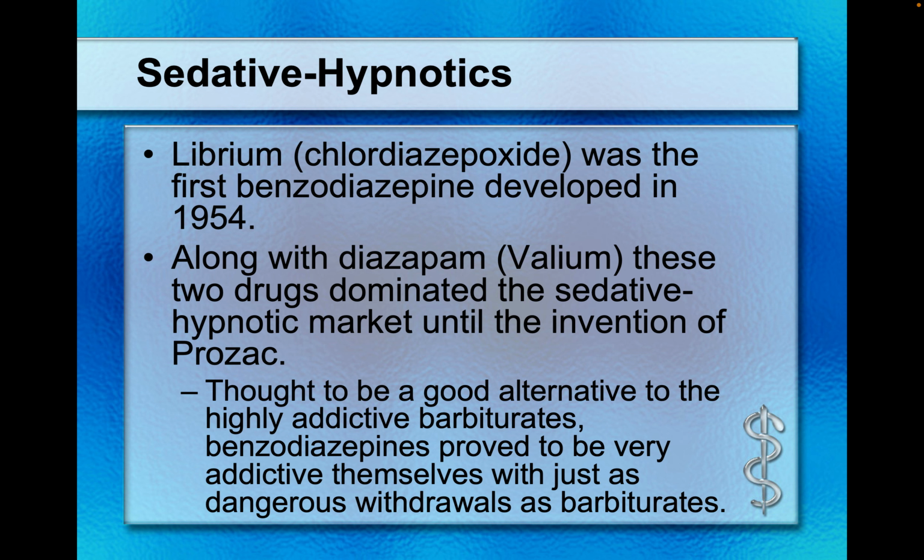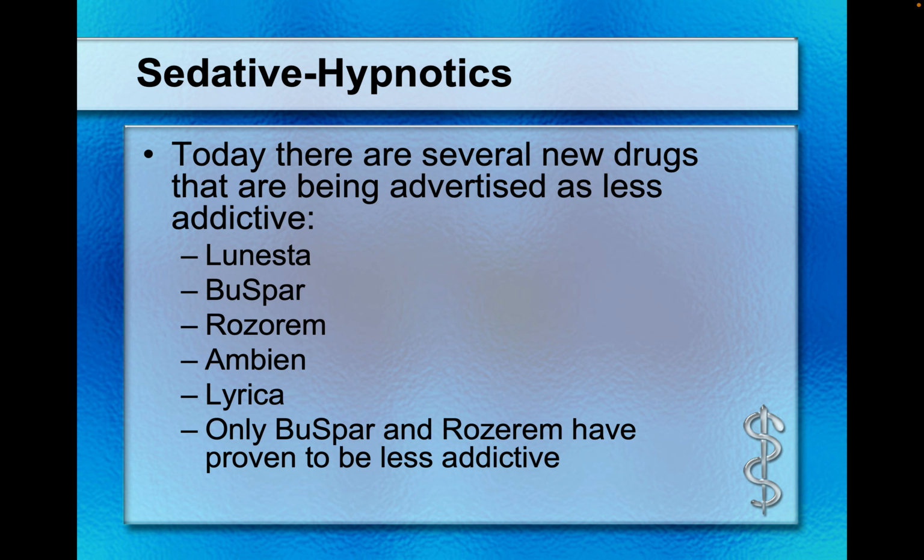Librium, chlordiazepoxide, was the first benzodiazepine, developed in 1954. Along with diazepam, Valium, these two drugs dominated the sedative hypnotic market until the invention of Prozac. Thought to be a good alternative to the highly addictive barbiturates, benzodiazepines proved to be very addictive themselves, with just as dangerous withdrawals as barbiturates.